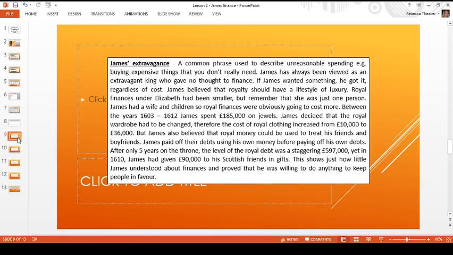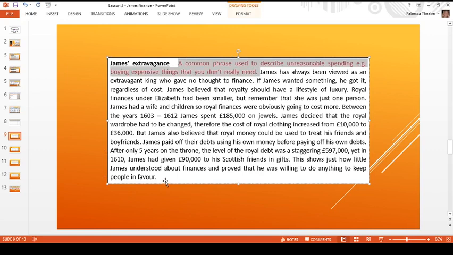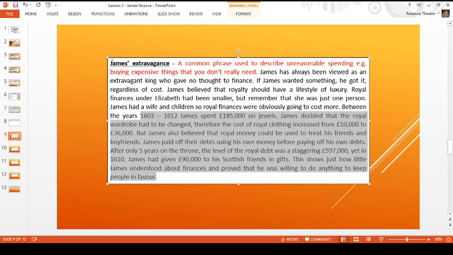So first one, James's extravagance. So we talked at the start of the lesson about extravagance, and I gave you a definition. If you have forgotten it, then here's your definition right at the start here. Let me just make this a little bit bigger.